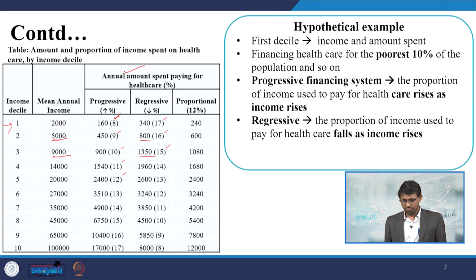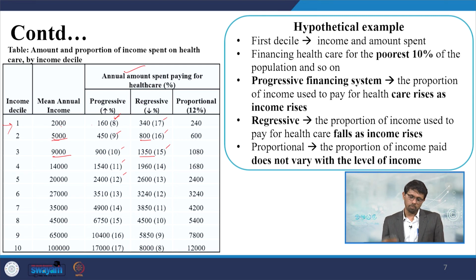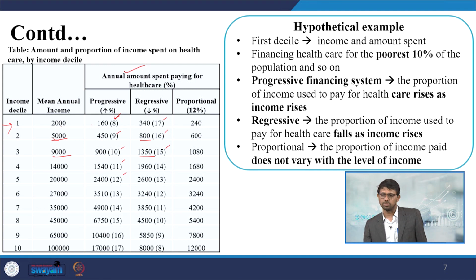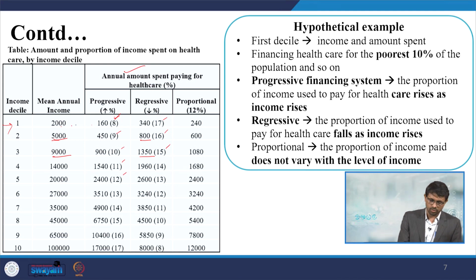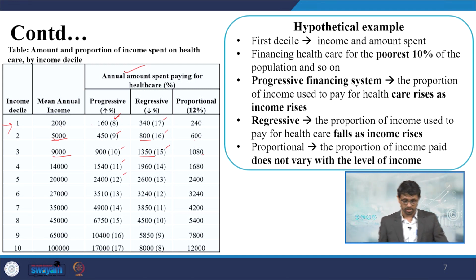Whereas, in the case of a proportional one, every time it is a fixed proportion. So, you can see 240 divided by 2000, then 600 divided by 5000, and 1080 by 9000, etc. These boil down to only 12%. So, irrespective of the change, we know that income is actually rising.